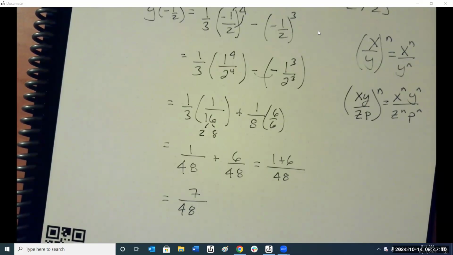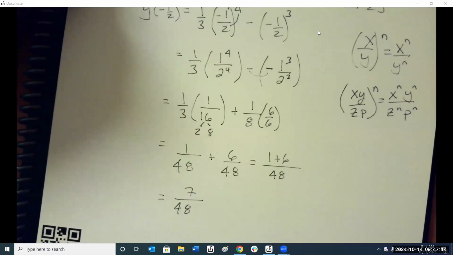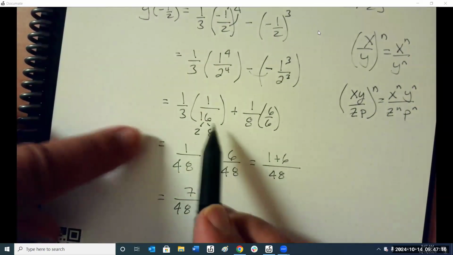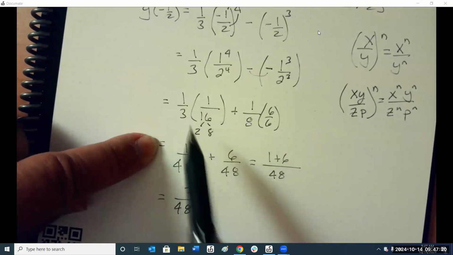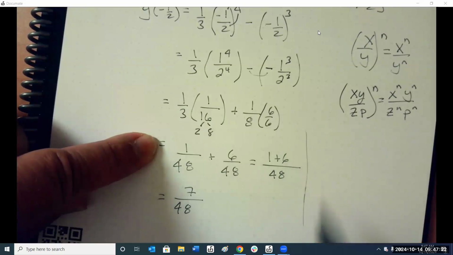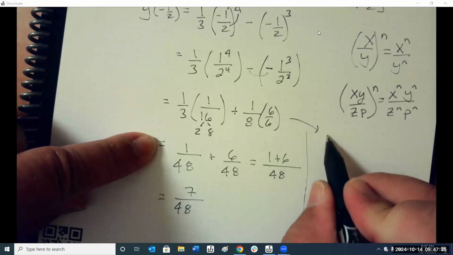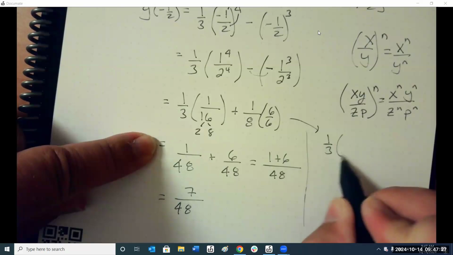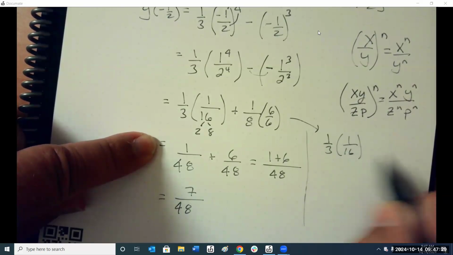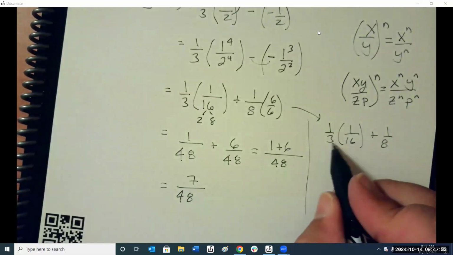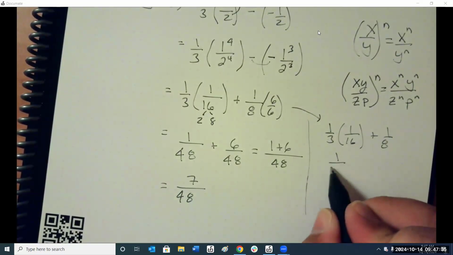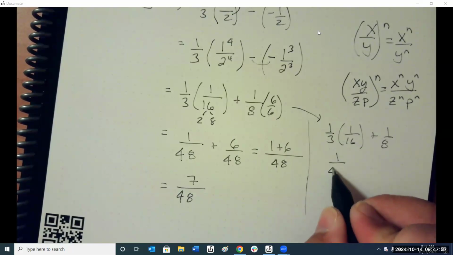I'm glad that I asked you to do these. Let me show you the other way of doing these. At this point here, we had 1 over 48. So on this side here, we had 1 over 3 times 1 over 16 plus 1 over 8. Combine these two: 3 times 16 is 48.